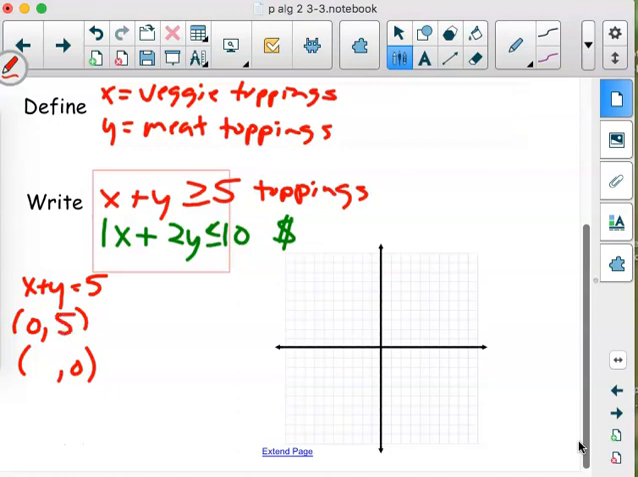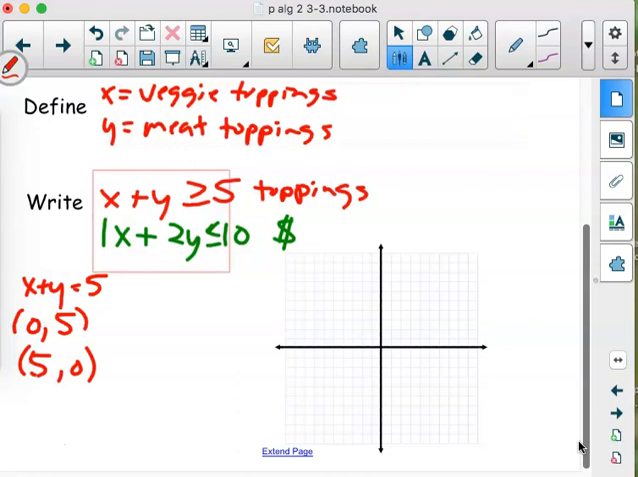And basically that says if you don't get any veggie toppings, then you can get 5 of the meat toppings. Well, how about if we don't get any meat toppings? How many veggie toppings could we get? All 5. If you go vegetarian, get all veggie. Maybe you love meat, go all meats. So there's the first one.